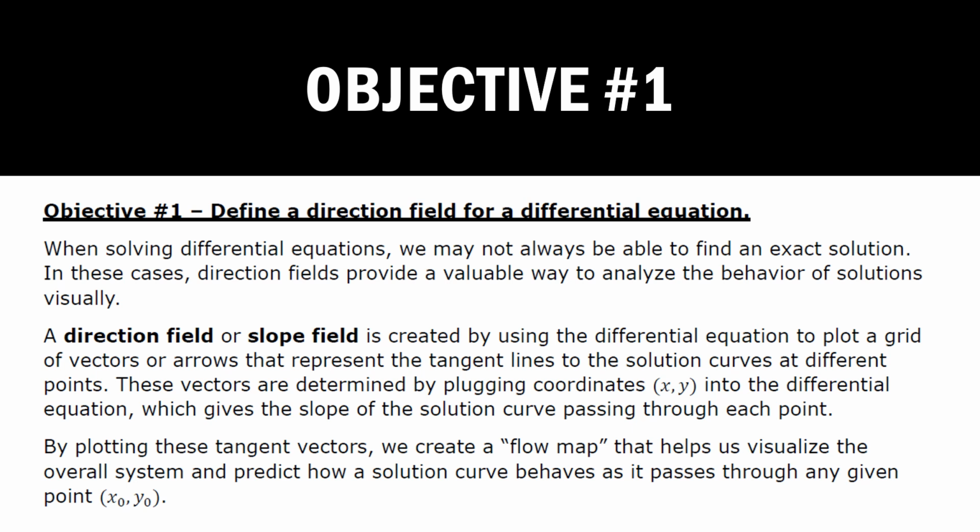When solving differential equations, we may not always be able to find an exact solution. In these cases, direction fields provide a valuable way to analyze the behavior of solutions visually. A direction field, or slope field, is created by using the differential equation to plot a grid of vectors or arrows that represent the tangent lines to the solution curves at different points. These vectors are determined by plugging coordinates x, y into the differential equation, which gives the slope of the solution curve passing through each point.